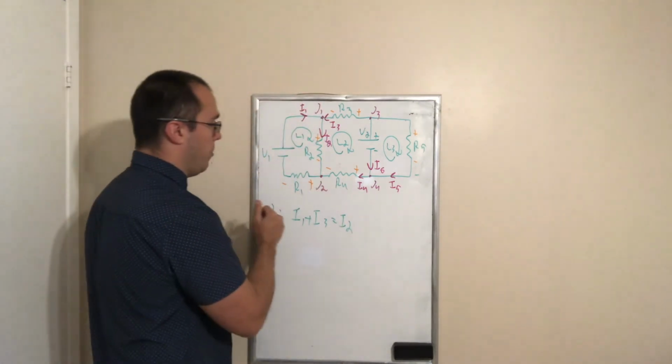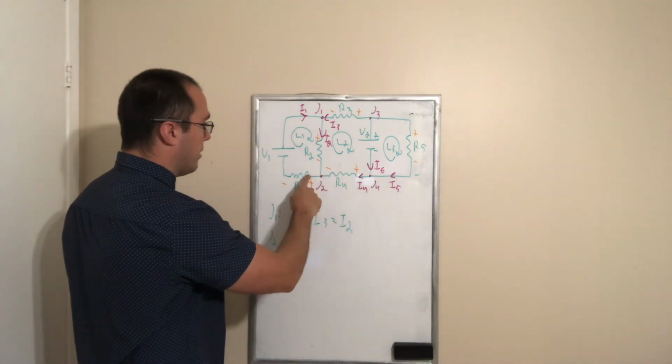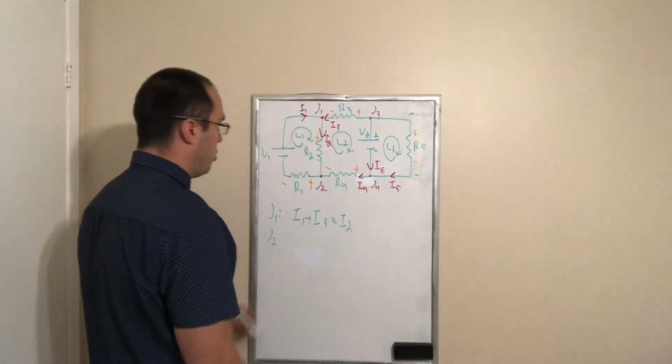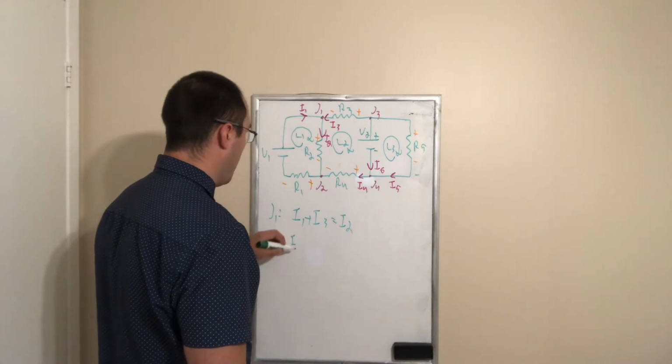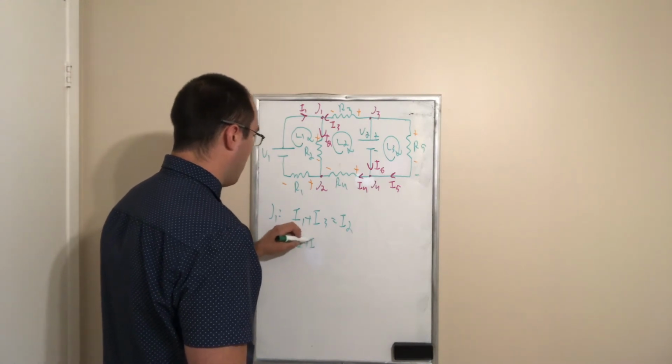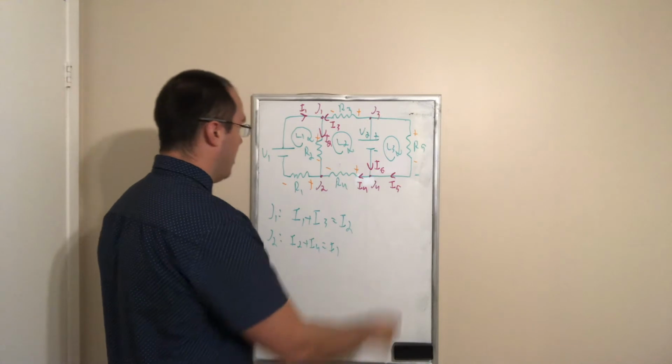We're going to do J2. In this case, there's I4 coming in, I1 coming out, and I2 coming in. So I2 plus I4 is equal to I1. Let's do J3.